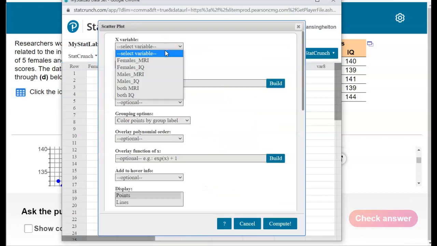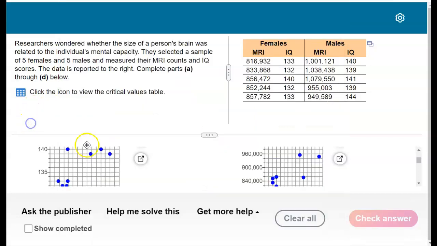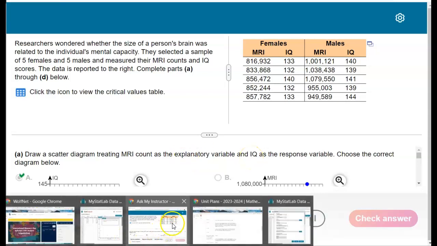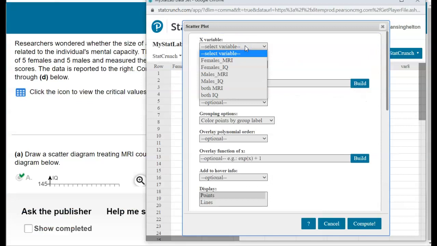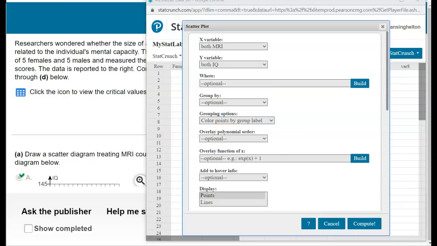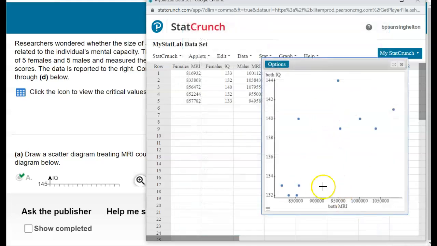And the X variable, it actually depends on how they write the question. So the X variable says, treat the MRI count as the explanatory variable, so that's the X for explanatory, and IQ as the response variable, so response is the Y. Since the MRI is our explanatory variable, that goes on the X, and IQ goes on the Y, and then we're just going to go ahead and compute.